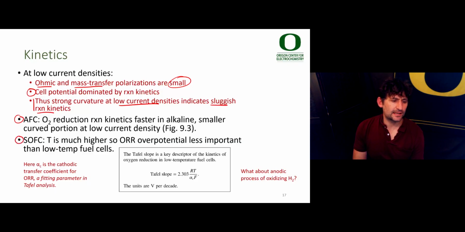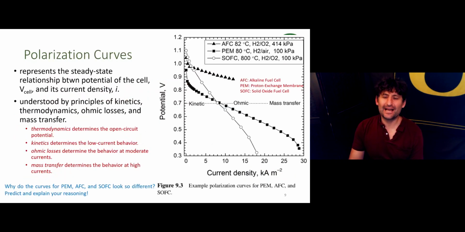For the solid oxide fuel cell, the temperature is much higher, so the oxygen reduction overpotential is much less important than in low temperature fuel cells. We can again see how that manifests in the data. The current voltage polarization curve has very little exponential regime, and in fact, it seems to be ohmic limited down to very small currents. There's very little kinetic regime for a solid oxide fuel cell.